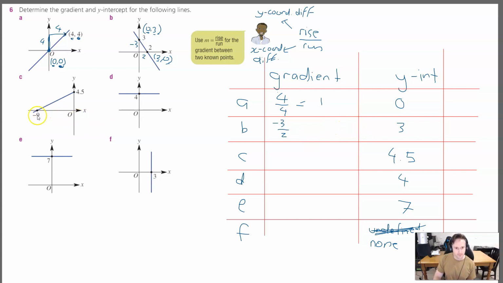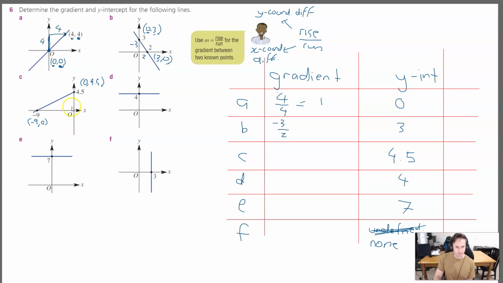This one here, again, let's do the coordinates. So that's negative 9 on the x-axis. So that's going to be an x of negative 9 and a y of 0. And then this coordinate here is going to be an x of 0 and a y of 4.5, not negative.